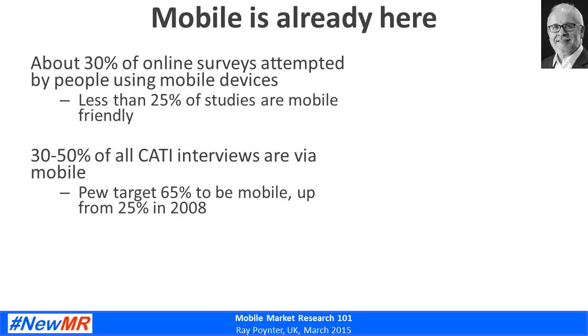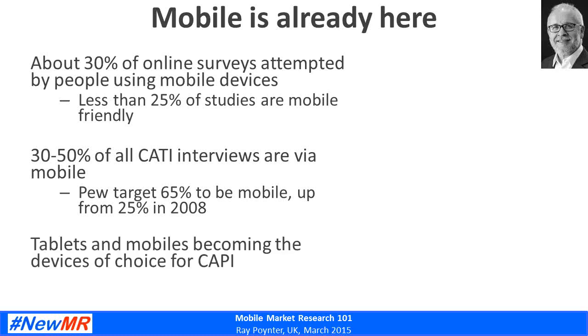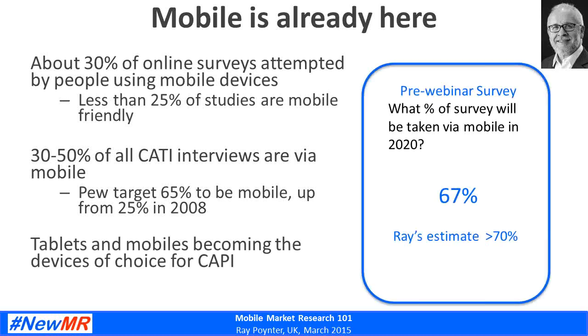Probably the best surveys that are done in the United States are done by Pew. Lots and lots of rigor and random access and all sorts of things. They are now targeting 65% of their completes to be from mobile phones, which is up from 25% in just 2008. Increasingly, we're seeing tablets and mobiles becoming the devices of choice for CAPI, and we're going to talk about that a bit more.